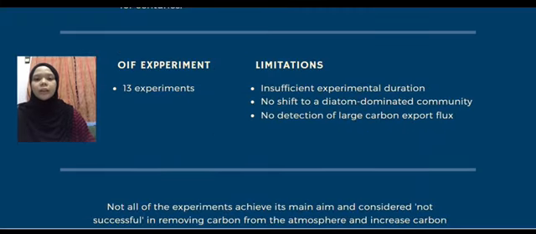So far, there are 13 experiments that have been conducted to study OIF in the field, but there are several limitations that have been classified as potential causes for the unsuccessful findings of the study, and the limitations are insufficient experimental duration, no shift to a diatom dominated community, no detection of large carbon export flux, and others.